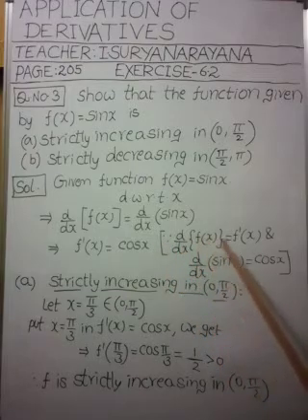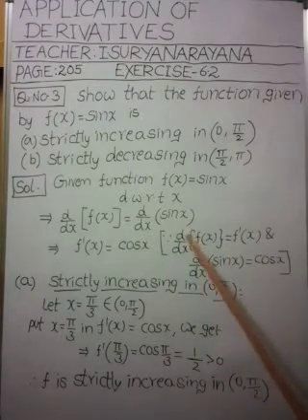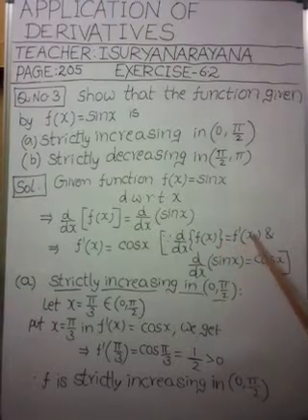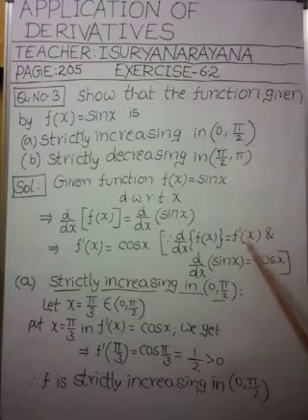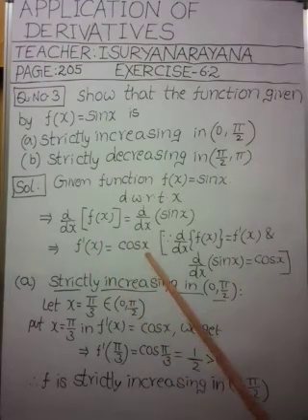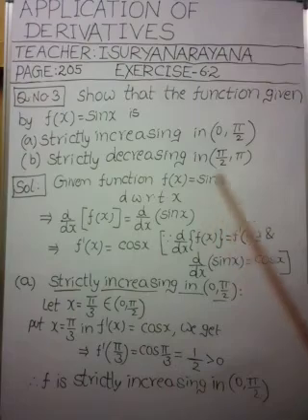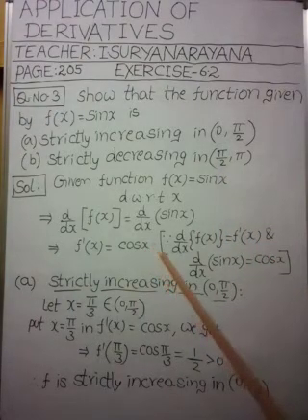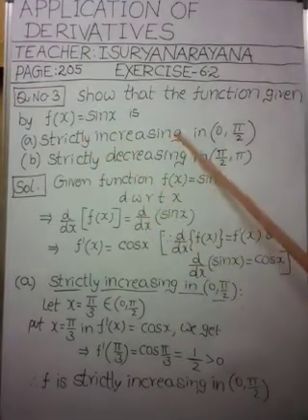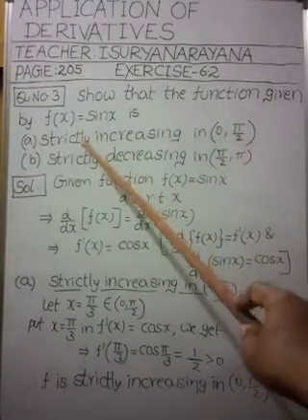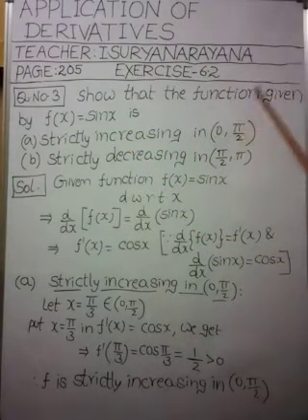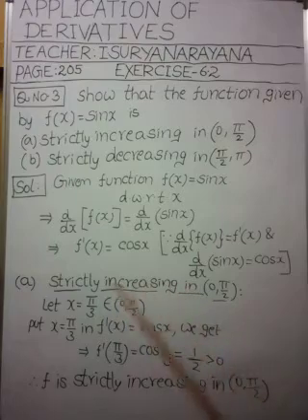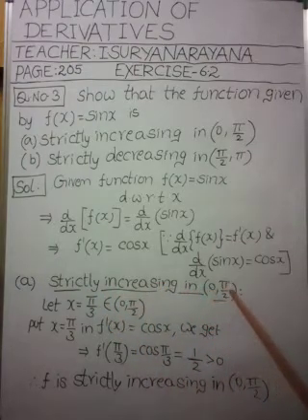By using these two results. What are the two results? D by dx of f of x is equal to f dash of x, and d by dx of sin x is equal to cos x. By using these two results, we wrote this step. Understood this step, my children? Right. We have found the derivative of the given function here. Okay, my children? Now come to the first part. What is the first part? We have to show that the given function is strictly increasing in the open interval 0 comma pi by 2. Okay, my children, I just wrote here strictly increasing in the open interval 0 comma pi by 2.